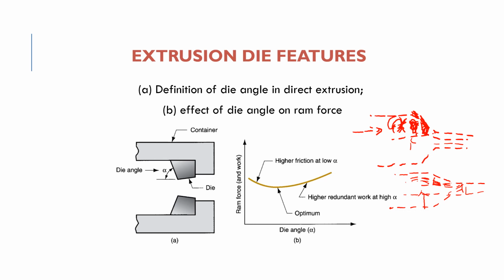Okay, so that's why what we need is the optimum angle instead of a big or small angle. That's why at the optimum, the ram force will be at the minimum compared to when alpha is low or alpha is big.